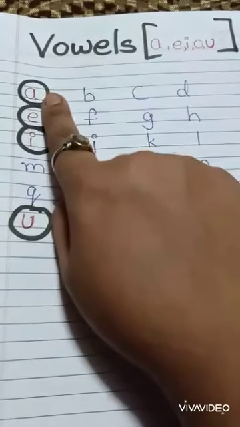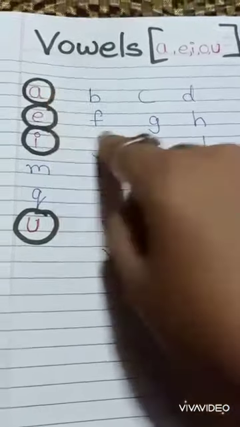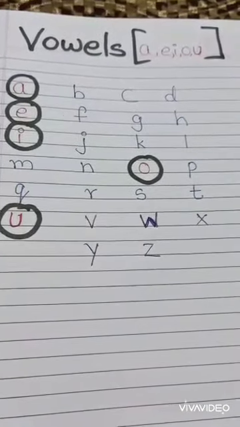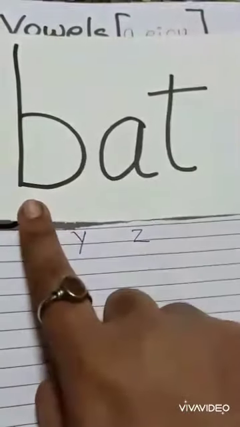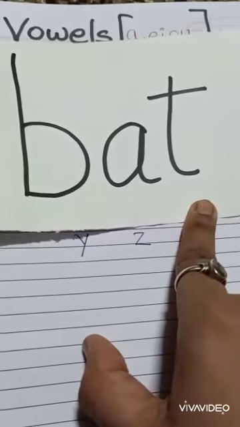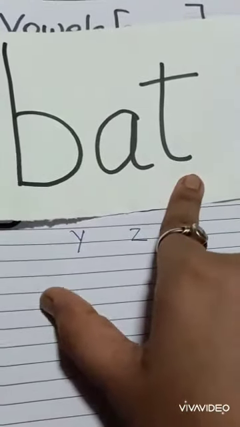Now we will see how we use this vowel in a word. We are learning today the A sound. First is B-A-T, bat. Please repeat with me. B-A-T, bat.